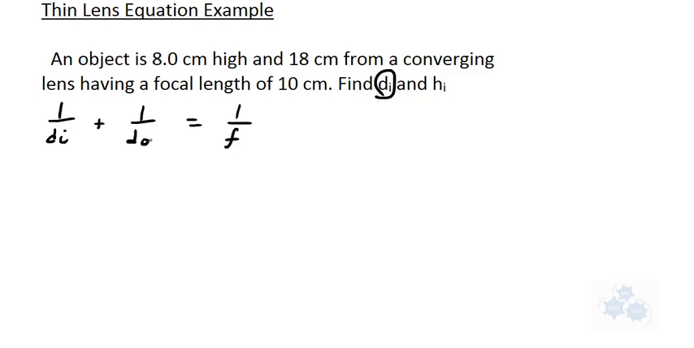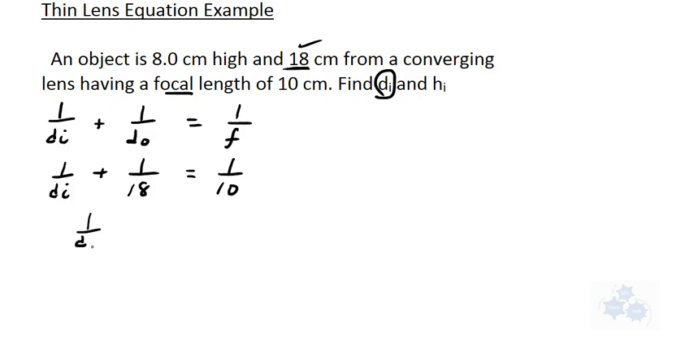So are we given do? The object is 8 centimeters high, and it's 18 centimeters from a converging lens. So it looks like do is the distance of the object, which should be 18. You guys agree with that? So good, we're given that. And the focal length, that's the f. It's 10. So we can start to use this equation by filling in the values that were given. So this is 18 here, and this would be 1 over 10. Okay, so that's your first step, and we want to solve now for di.